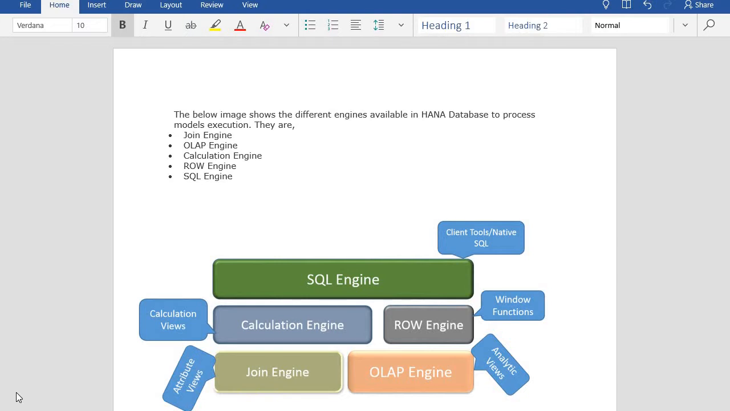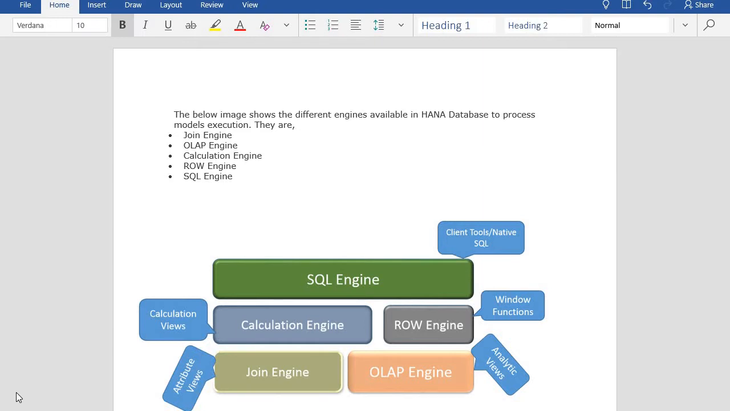Calculation engine is used when any calculation is done on any of the views. Okay, so any of the views means if we are doing some calculation in attribute views, then it will use join engine as well as calculation engine. Same in analytical views, if there are any calculations done over there, then it will use calculation engine as well.